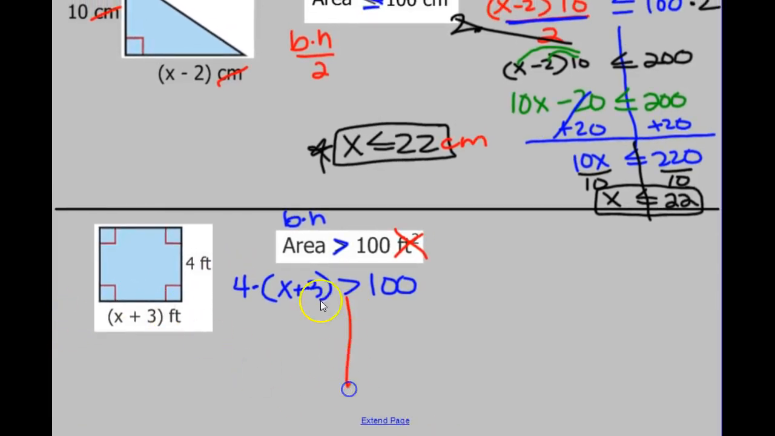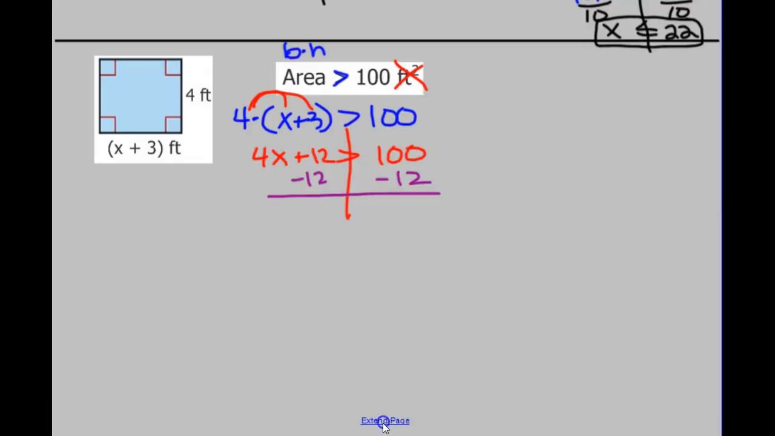So I'm going to distribute first. 4 times x is 4x. 4 times 3 is 12. And then get x all by itself, so subtract 12. We have 4x is greater than 100 minus 12. Well, 100 minus 10 would be 90. And then minus 2 more would be 88.